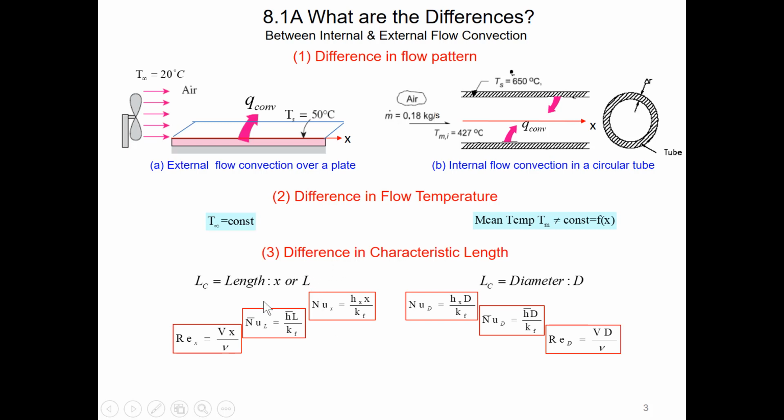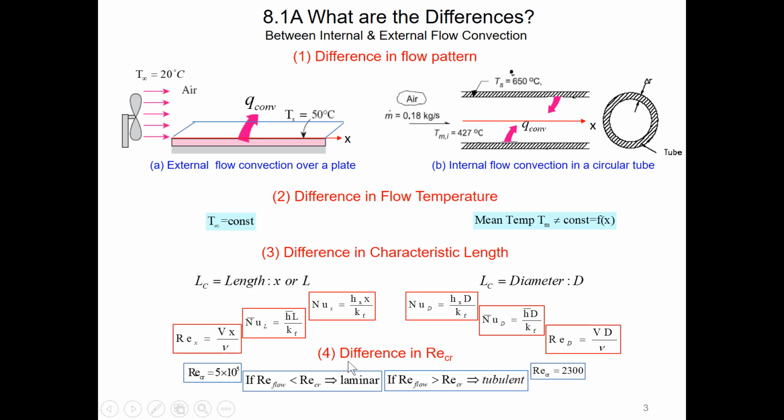The third difference is that the characteristic length Lc for external flow convection over a plate uses lengths x or L, but the characteristic length Lc for internal flow convection in a circular tube uses the diameter D. As a result, in the definition of local Nusselt number, the averaged Nusselt number, and the Reynolds number, the characteristic length is all using diameter D for internal flow convection in a circular tube.